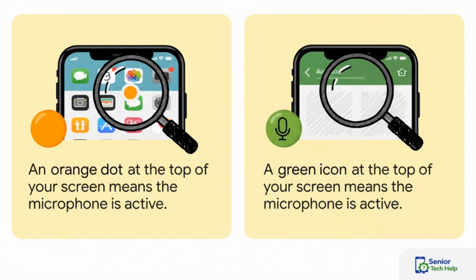And here's something really helpful. Your phone always tells you when the microphone is being used. If you have an iPhone, a little orange dot will appear at the very top of your screen. If you're on an Android, you'll see a little green microphone icon up there. Think of it as a signal from your phone, letting you know that an app is using the mic right now. It's built in to prevent any surprises.